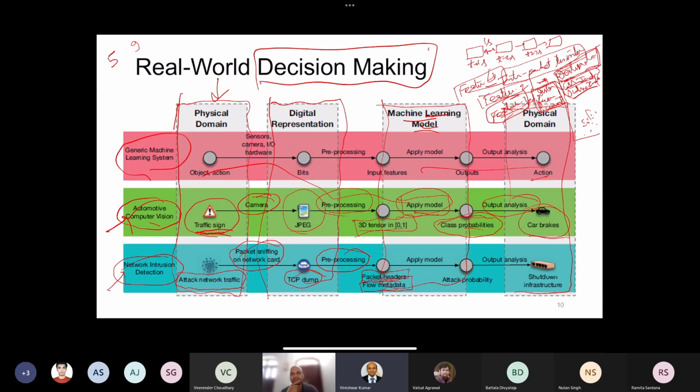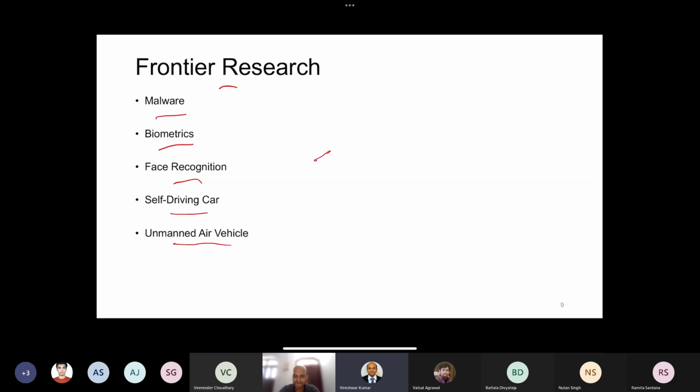Okay, so can anyone tell me some more frontier research where you see that a learning algorithm will be utilized and it will be security sensitive? Which I have probably not mentioned here. Maybe some vulnerability analysis. Static source code analysis tools are starting to incorporate ML for detection of vulnerability. Code analysis. Okay.